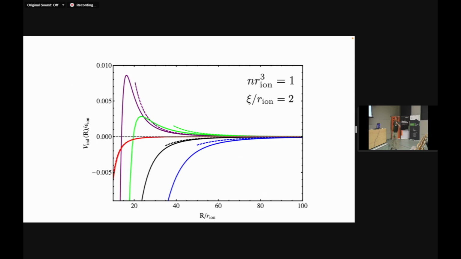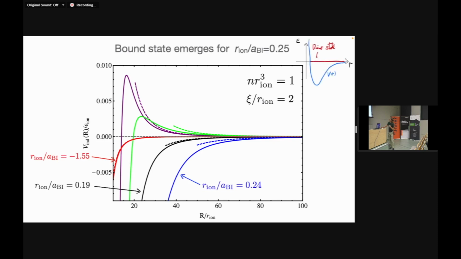So here is a plot of the mediated interaction as a function of R for a given Bose-Einstein condensate density, coherence length, and so on. And if you go close to resonance, the interaction just increases. Then a bound state appears. You can't see it now. A bound state appears here at this value, and then the interaction is very strong, and then it goes down again. So this is the type of interaction.